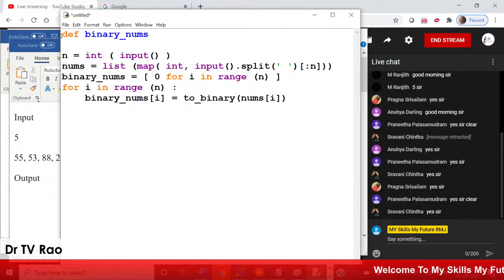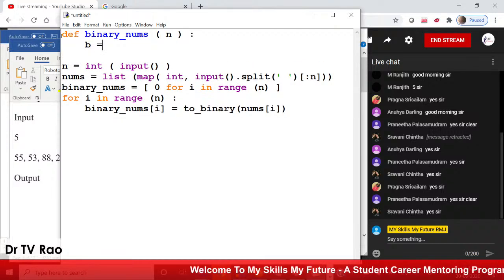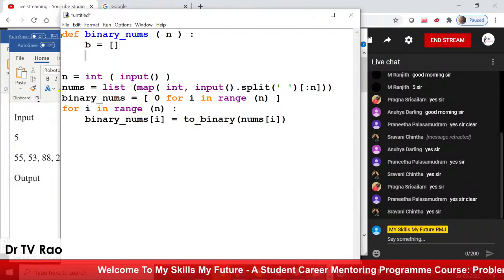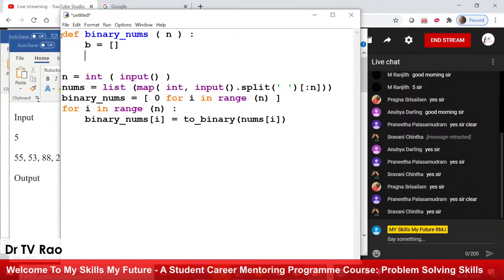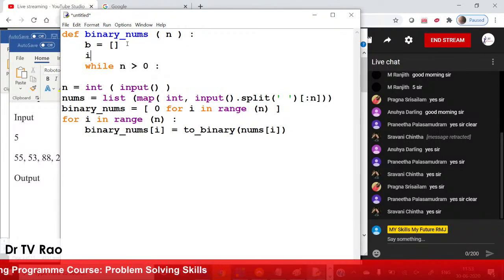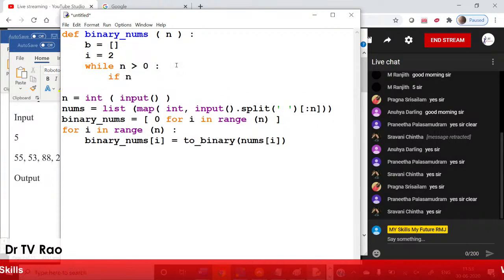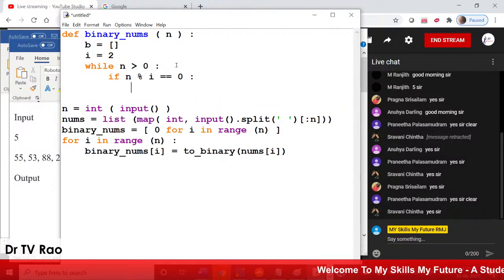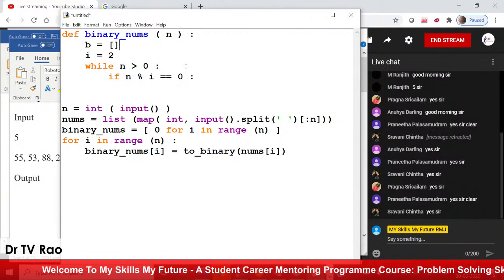Binary numbers, input is say n. Okay, let the binary number having zeros and ones be a list, while n is greater than 0, start with i equal to 2. If n mod i equal to 0, so initially it is containing all zeros, an empty one.